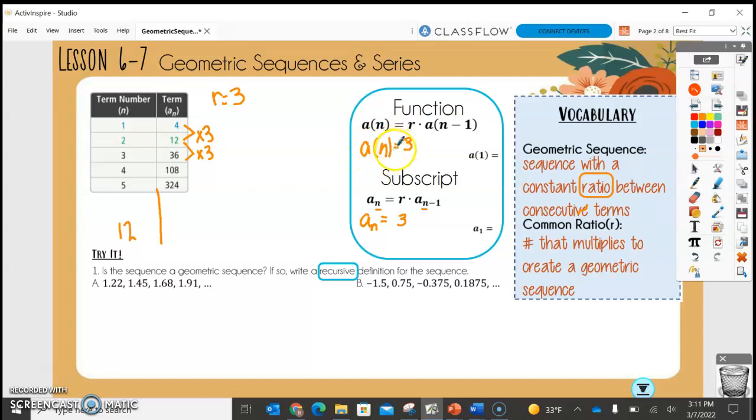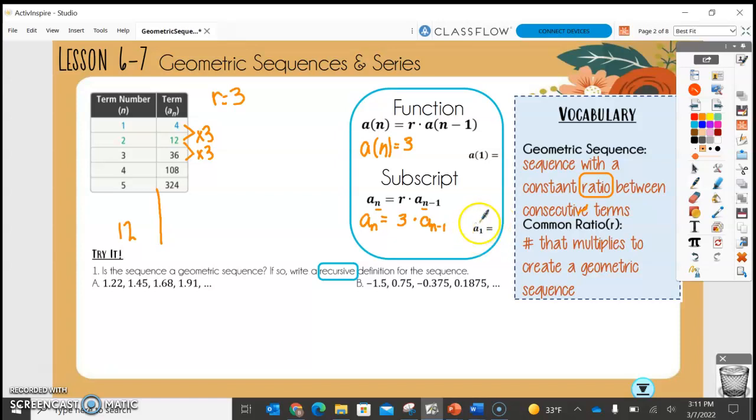That means if I want any nth term, for example, I told you the 12th term here. If I want the 12th term, I'm going to make that equal 3 times the 12th minus 1 term. That'd be the 11th term. A little crazy, you might say, that you have to get to the 11th term to find the 12th term. It's not super helpful, but it is one way to notate our recursive formula.